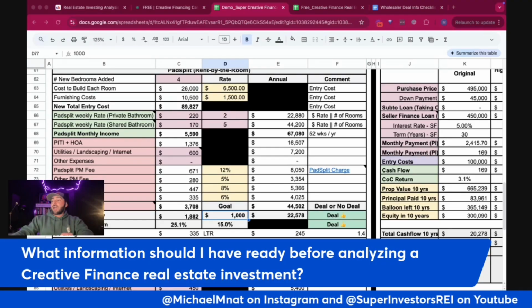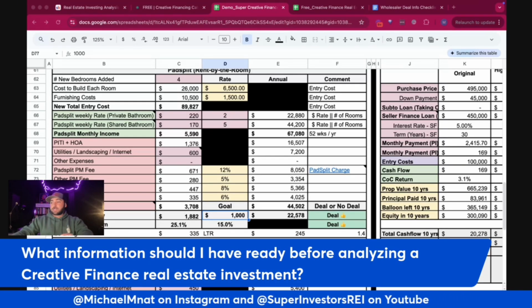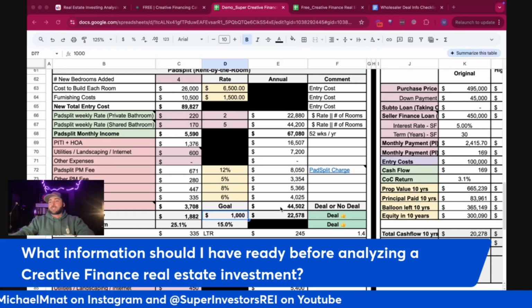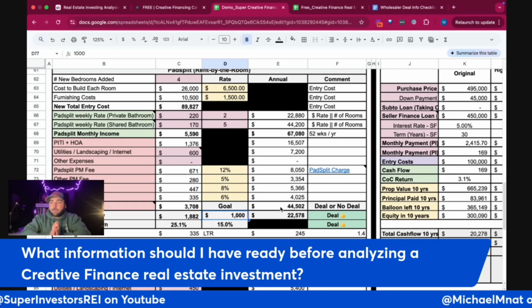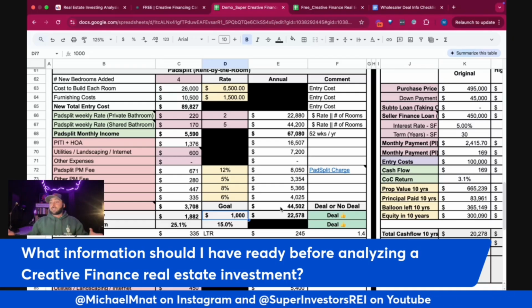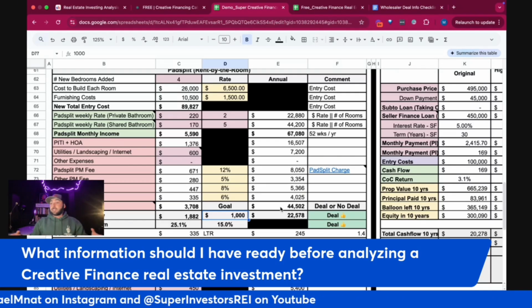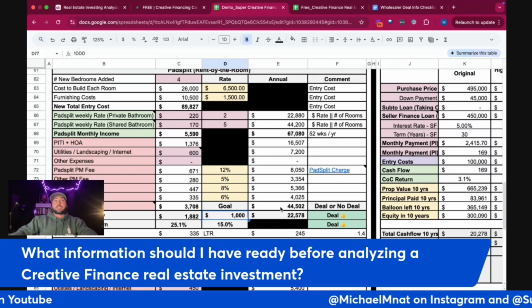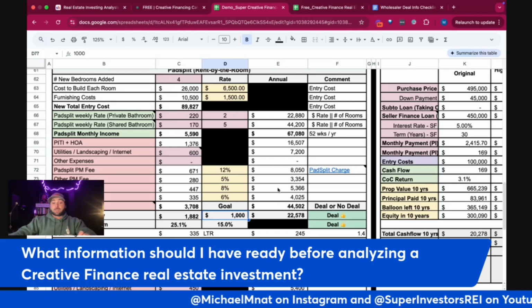What information should I have ready before analyzing a creative finance real estate investment? I'd say go look at the calculator, see what's missing, but that's too hard, right? It's easier for me to say as the person who created this calculator, bought and owns over 60 rentals, did this process 40-plus times, and analyzed thousands of deals. I almost analyzed 1,000 deals before I bought my first one. So I'm probably close to 10,000 now, almost 5 years after my first purchase.